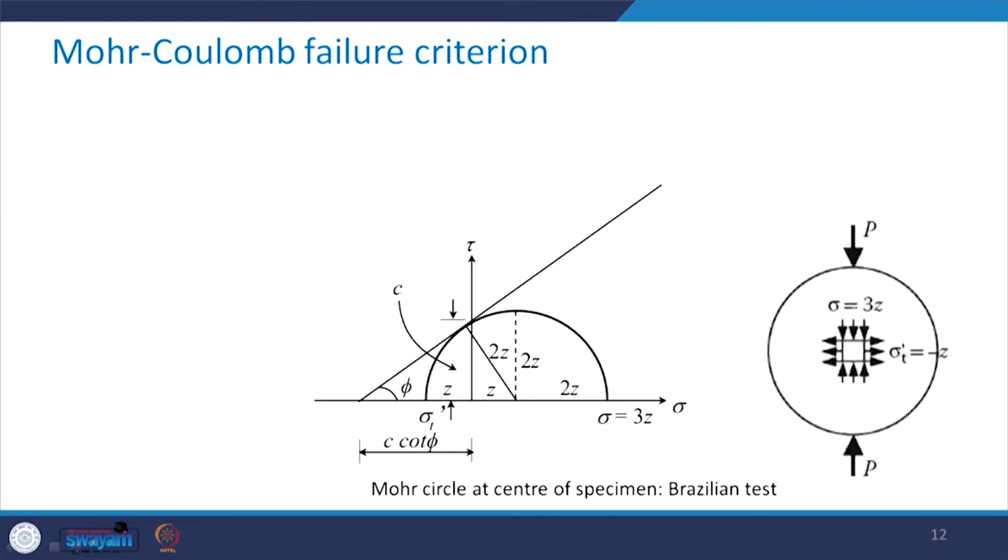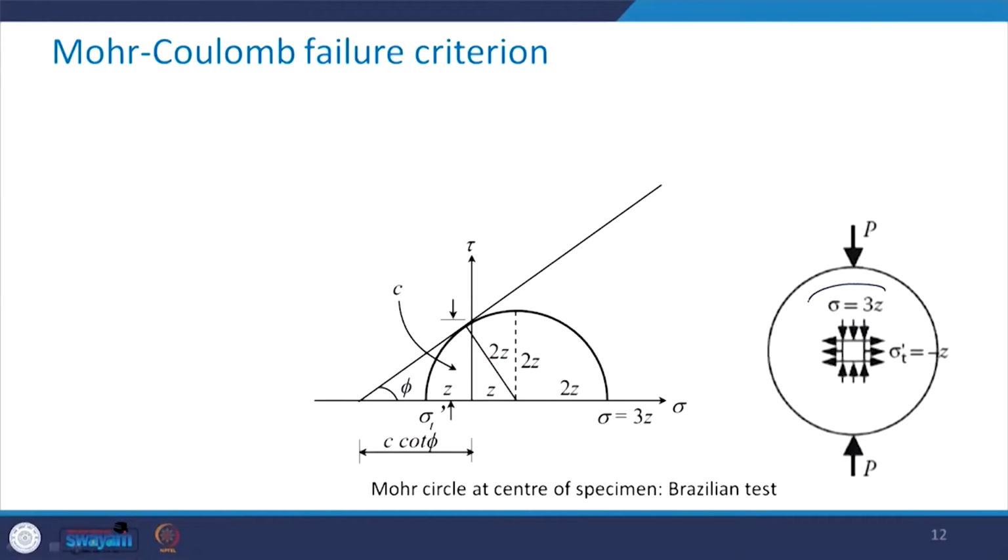Take a look here at this figure. This is the Mohr stress circle for the Brazilian test. So what is the state of stress? This is 3 times the stress in this direction. This means that if the stress in the horizontal direction, that is in this direction, is represented by a unit Z, then in the vertical direction it is 3Z units.